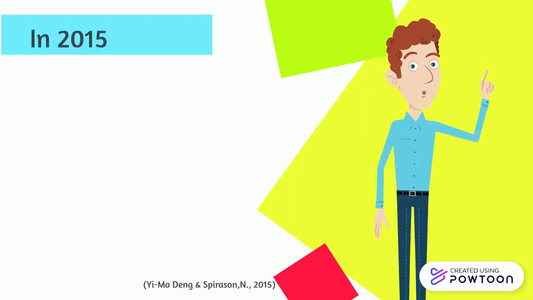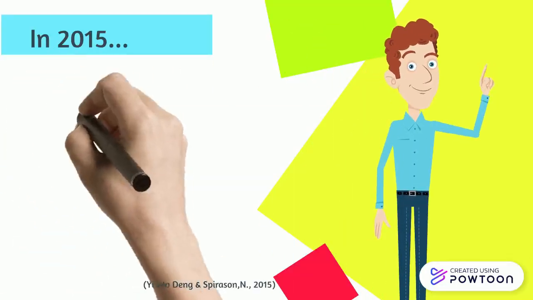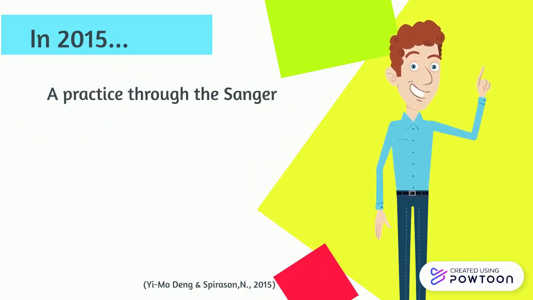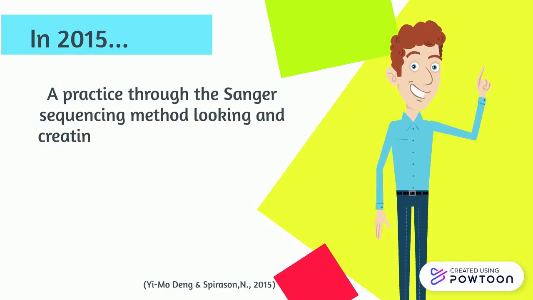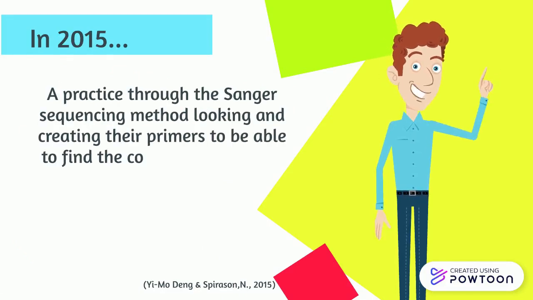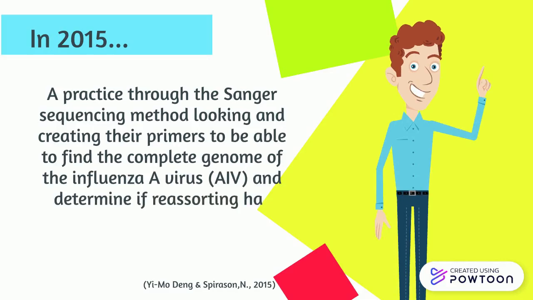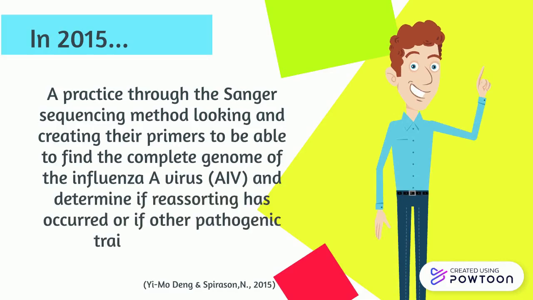In 2015, some students from the Applied and Biomedical Sciences School in Australia did a practice through the Sanger sequencing method, designing their primers to be able to find the complete genome of influenza A virus, AIV, and determine if reassortment has occurred or if any other pathogenic traits were present.